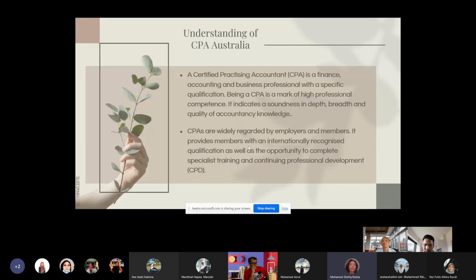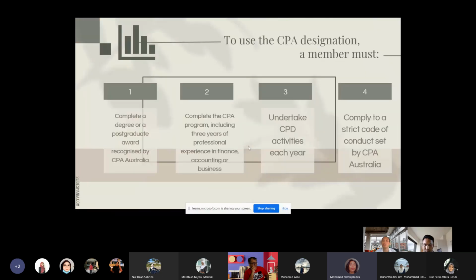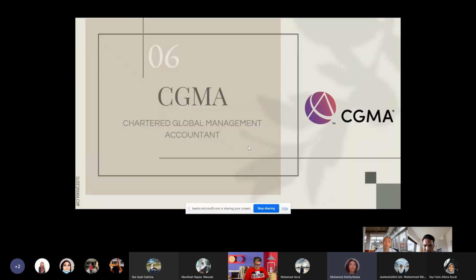Next. To gain the CPA designation, a member must complete a degree or postgraduate award recognized by CPA Australia. Not just that, you need to complete the CPA program including 3 years of professional experience in finance, accounting, or business. They also undertake CPD activities each year and comply with a strict code of conduct set by CPA Australia. So that's all about CPA Australia.